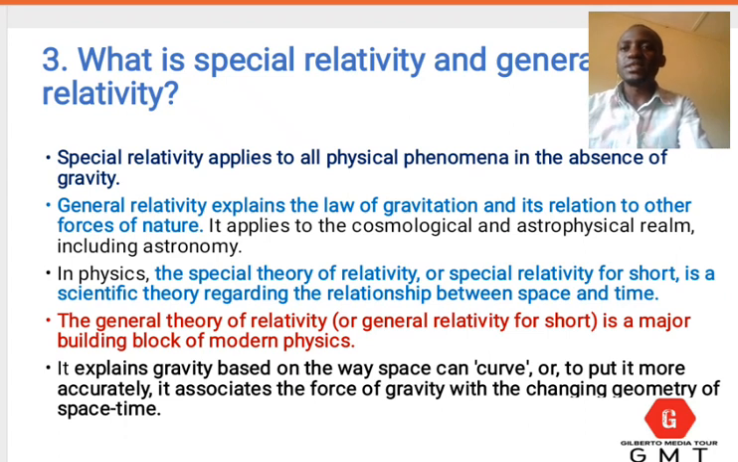Whereas general relativity explains the law of gravitation. Gravity, you know, is an acceleration. In general relativity, acceleration is included. In physics, the special theory of relativity is a scientific theory regarding the relationship between space and time. The general theory of relativity is a major building block of modern physics. As you see, modern physics is there. We use velocity and acceleration, so that in special relativity there is no need of acceleration.